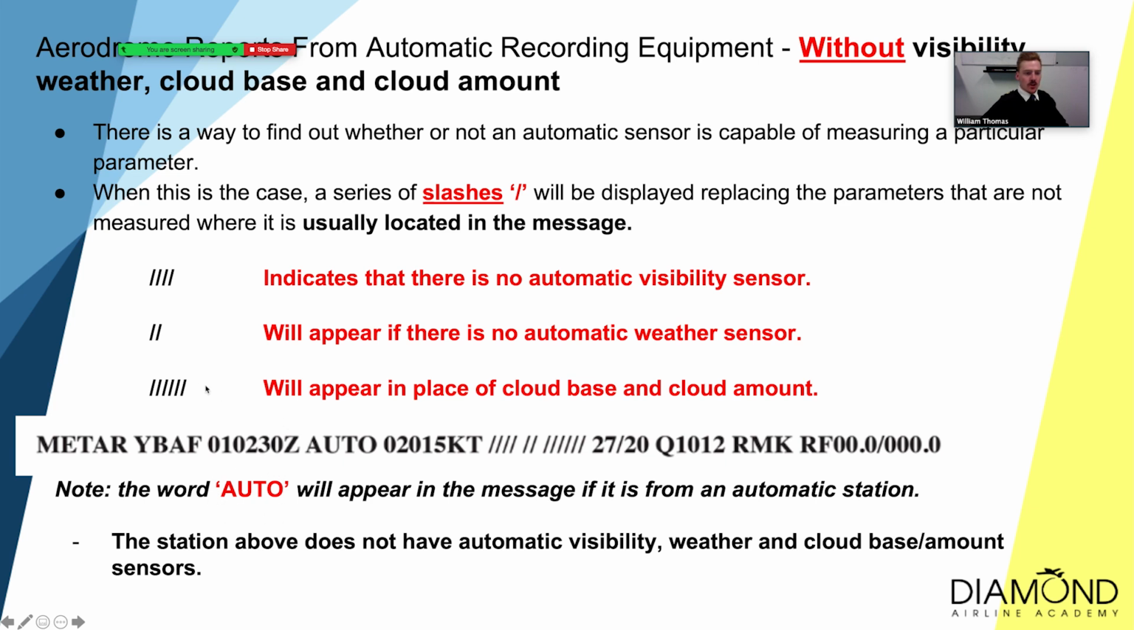For instance, let's go through this METAR. For YBAF, issued on the first day of the month at 0230 Zulu, automatically generated. Wind coming from 020 degrees true at 15 knots. No visibility sensor available. No weather sensor available. No cloud sensor available. Temperature 27, dew point temperature 20, QNH 1012. Remarks: rainfall since 9 a.m., rainfall last 10 minutes, nil. Rainfall since 9 a.m., nil. So that's why we'll sometimes see these dashes on METARs.